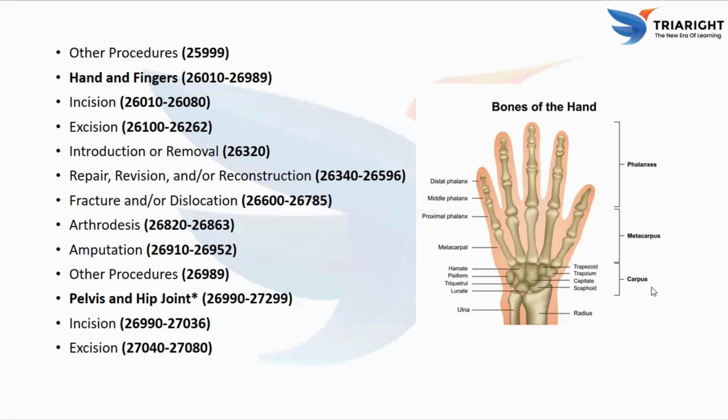Repair, revision and or reconstruction of the hand and fingers are coded under categories 26,340 to 26,596. So fracture and or dislocation codes are 26,600 to 26,785. Orthodesis 26,820 to 26,863. Amputation 26,910 to 26,952. And other procedures are listed under 26,989.